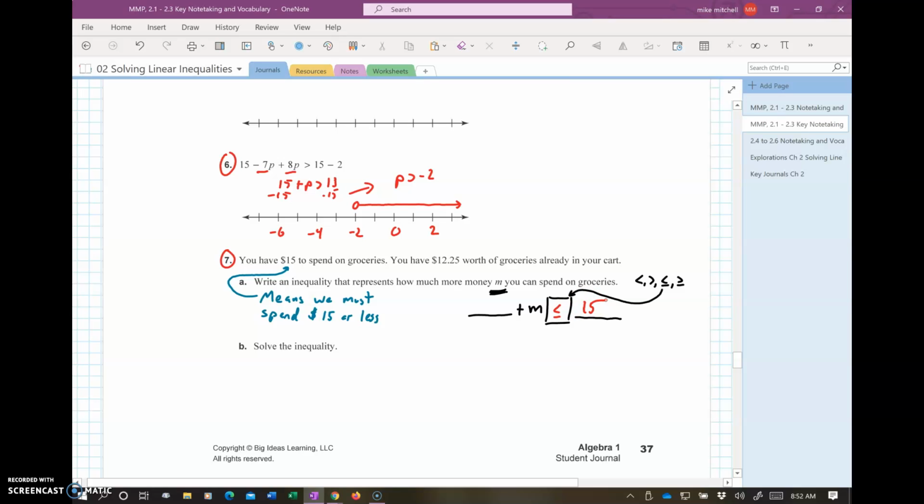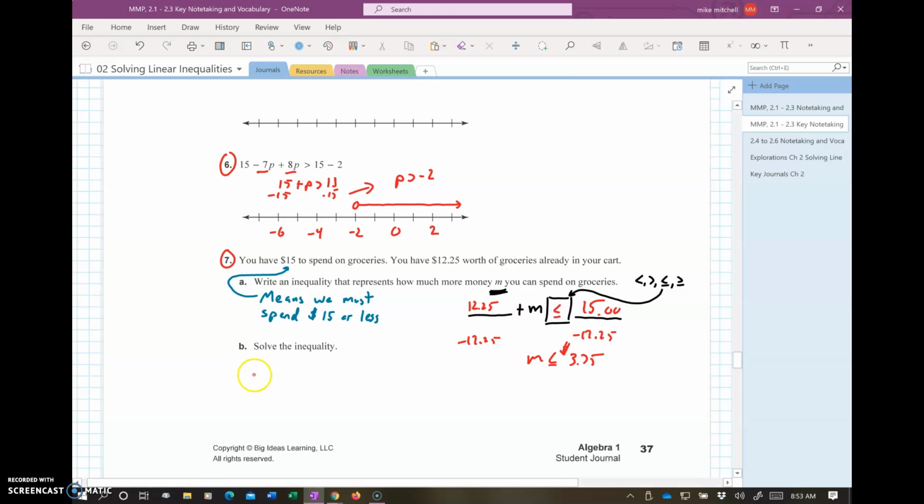M is how much more money I can spend on groceries. I've already spent $12.25. So that goes in like that. $12.25 plus M, which is how much more I can spend. Those two have to add up to 15 or less. Then I just solve it for part B, minus 12.25, minus 12.25. You've got to add that, so I'm going to get M less than or equal to 3.75. Dollars are my units. There we are.